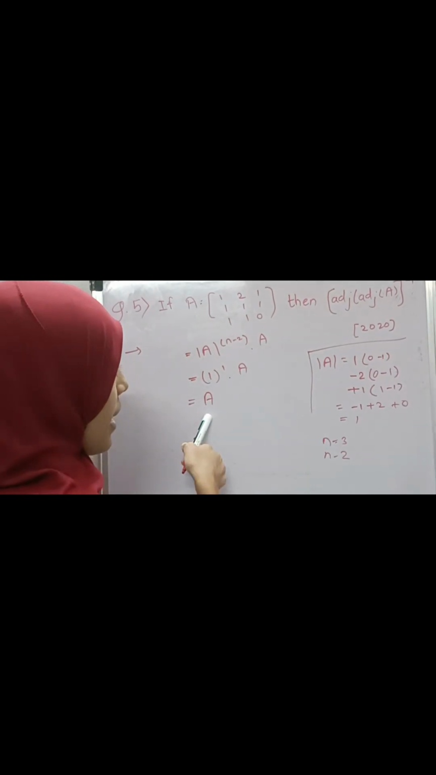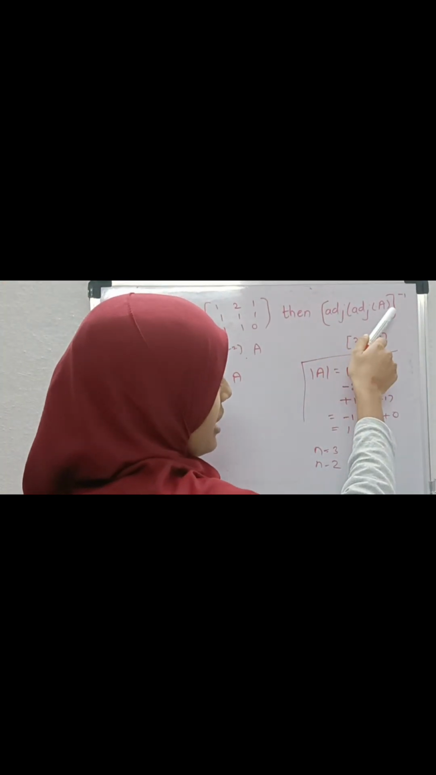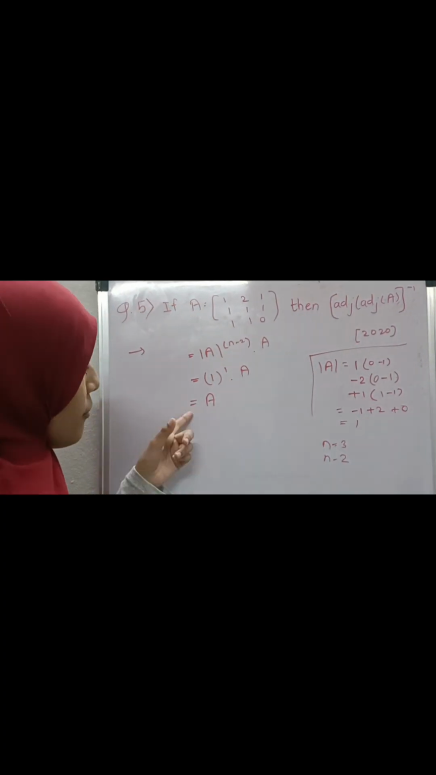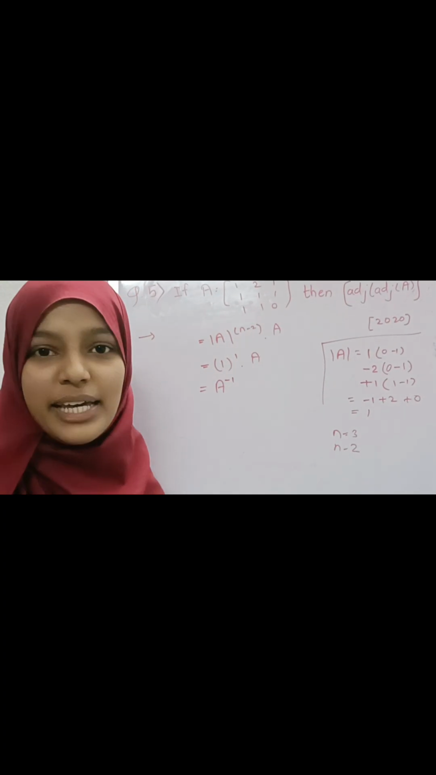But what we have to find here is the adjoint of adjoint A. Adjoint of adjoint is inverse. So what will be the answer? That will be A inverse because we have to find the inverse. So the inverse of this will be A inverse itself.